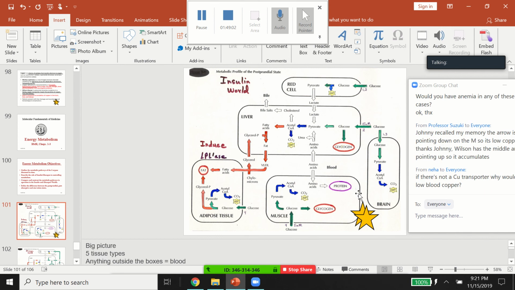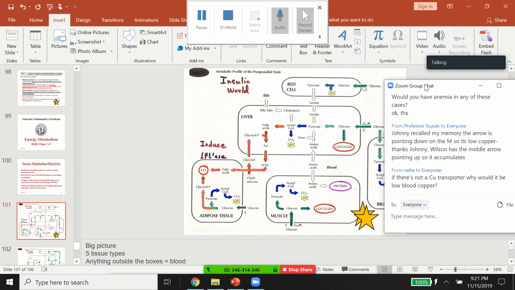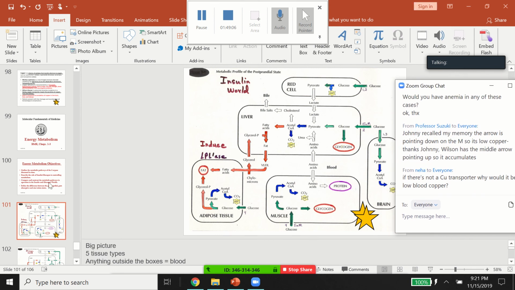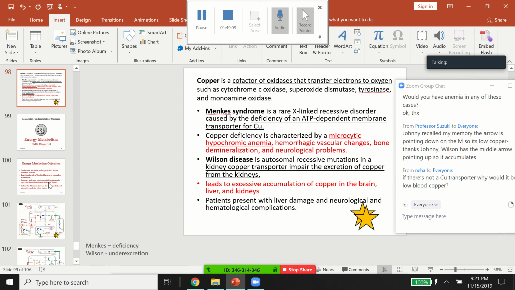If there's not a copper transporter, why would it be low blood copper? Oh, okay, so you're talking about Menkes.